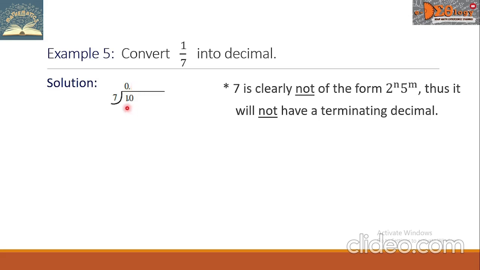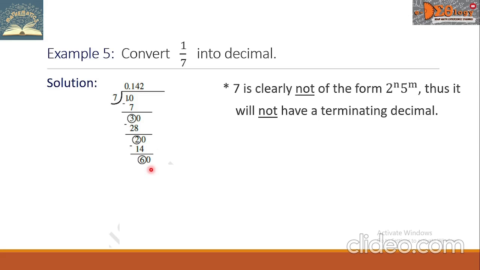Then we will add 0 to 1. This becomes 10. 10 divided by 7 is 1. 1 times 7 is 7. 10 minus 7 is now 3. Then we add 0. 30 divided by 7 is 4. 4 times 7 is 28. 30 minus 28 is 2. Then add another 0. 20 divided by 7 is 2. 2 times 7 is 14. 20 minus 14 is 6.